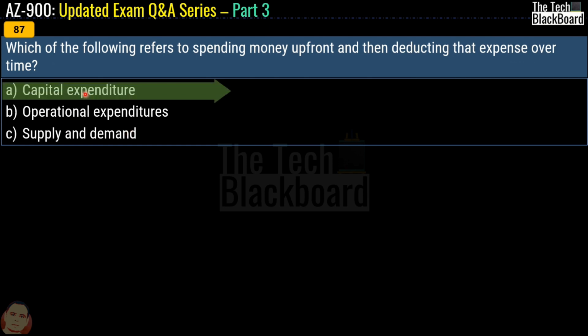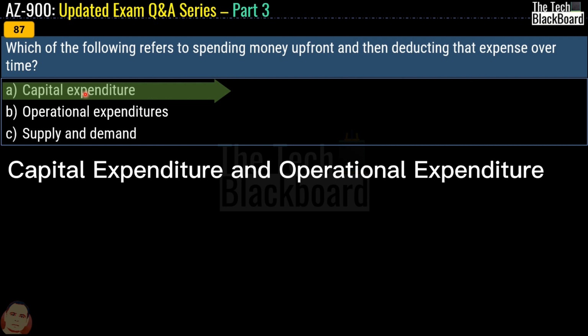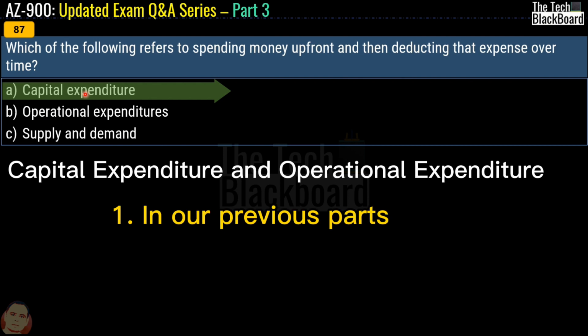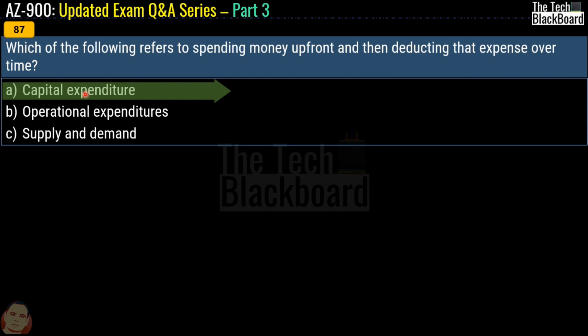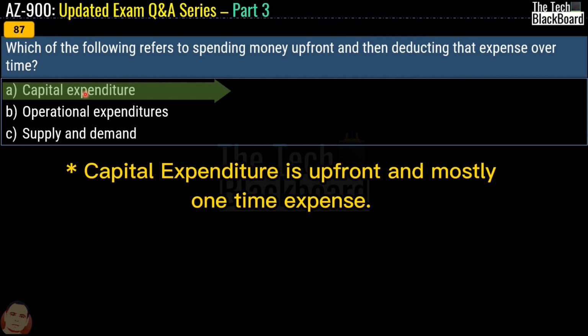We have already discussed capital expenditure or CapEx and operational expenditure or OpEx in our previous parts in quite some detail. However, a quick reference for you: whenever it's a capital expenditure, it means that you are referring to the expense which is upfront. For example, you are creating your own data center. In this case, you incur a huge upfront expenditure whenever you are setting up your data center.